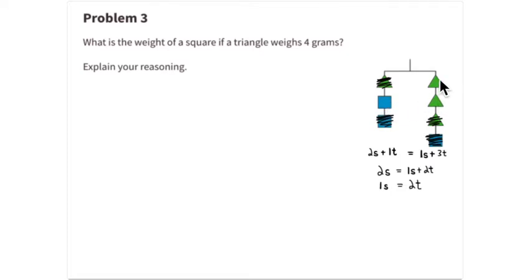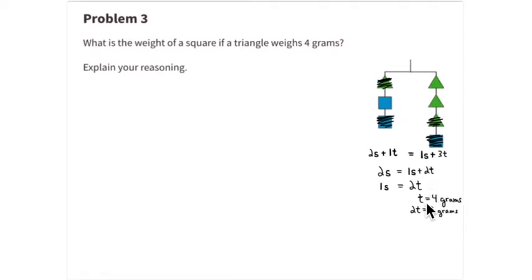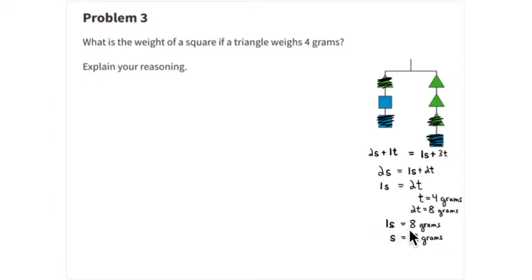And we know that 2 triangles, each triangle is 4 grams. So those 2 triangles together equal 8 grams. So this 1 square is equal to 8 grams. So a triangle equals 4 grams. 2 triangles equal 8 grams. So 1 square equals that 8 grams. And you can get rid of the coefficient. So the square is equal to 8 grams.